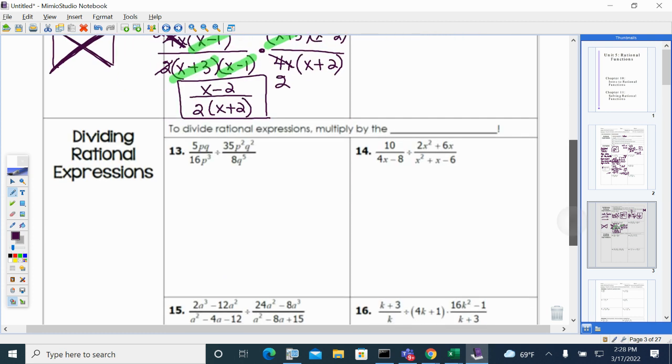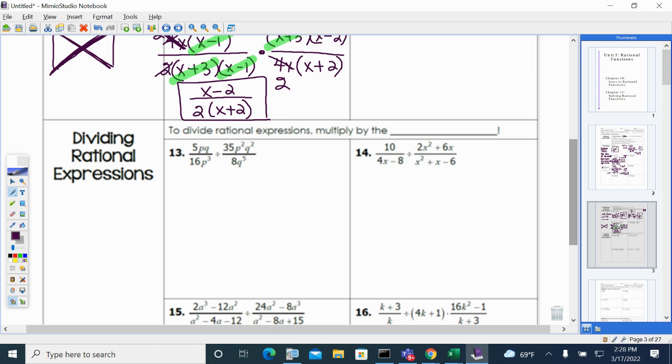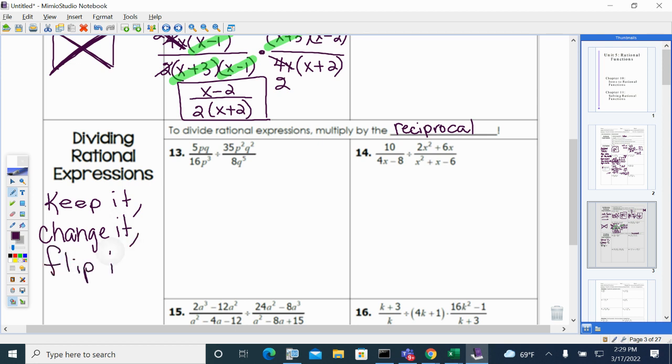The last thing that we want to look at is division. When we divide fractions, the rule says to divide rational expressions or divide fractions, we multiply by the reciprocal. You might recall teachers saying, keep it, change it, flip it. What that means is you want to keep the first fraction as it is, change the division to multiplication, and then flip the second fraction.